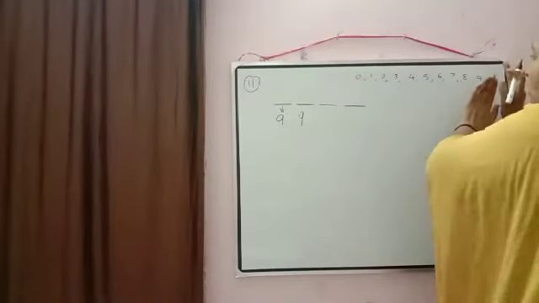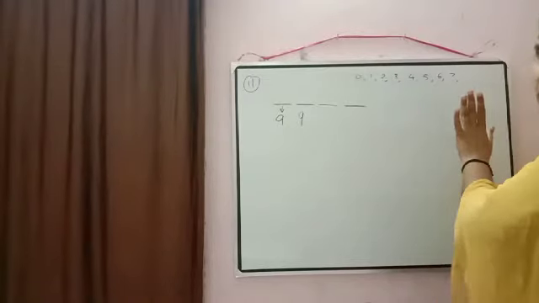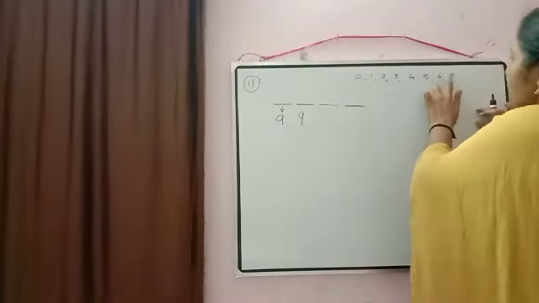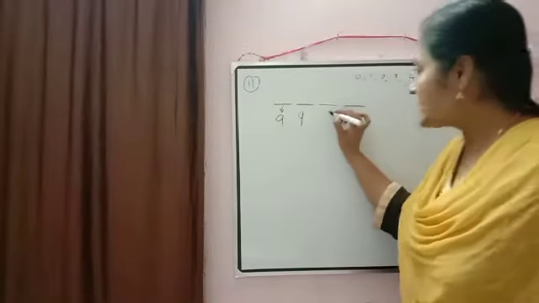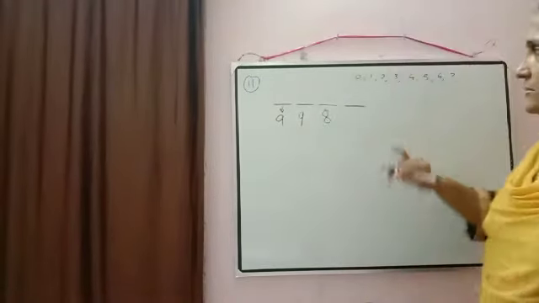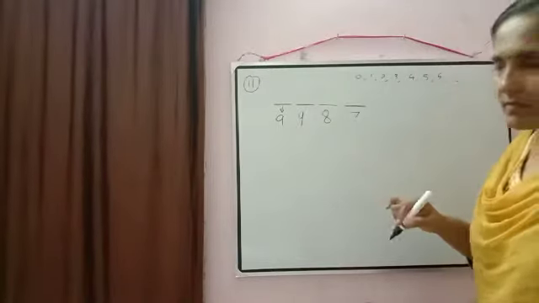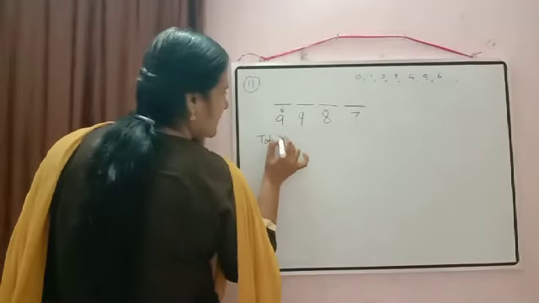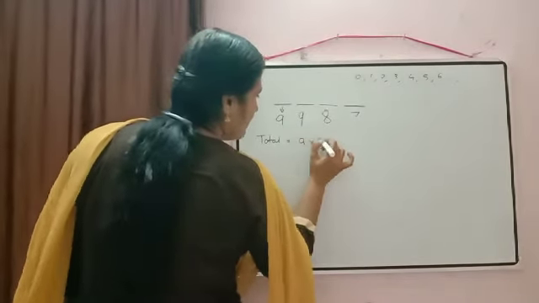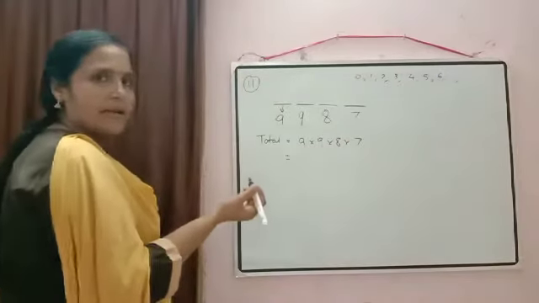So 2 places are already filled. So remove those 2 numbers. Okay. Removed. Now how many numbers remain? 1, 2, 3, 4, 5, 6, 7, 8. So this place can be filled in 8 ways. So one more number you can remove. Remaining is 7. So total numbers will be equal to 9 into 9 into 8 into 7.